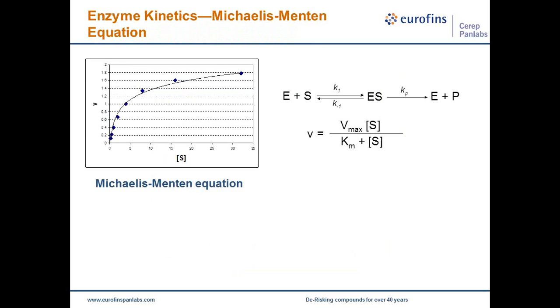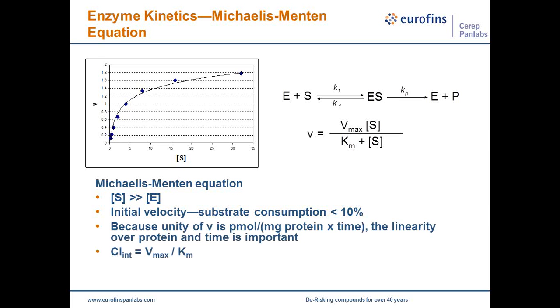Metabolic activity is described by enzyme kinetics. Enzyme kinetic parameters are calculated using the Michaelis-Menten equation. And the assumptions or assay conditions we need to make sure of for a Michaelis-Menten study: first is the initial velocity, so that means the substrate consumption should be less than 10%, and the substrate concentration should be much greater than the enzyme concentration. Also we need to make sure the time and the protein concentration are in the linear range.